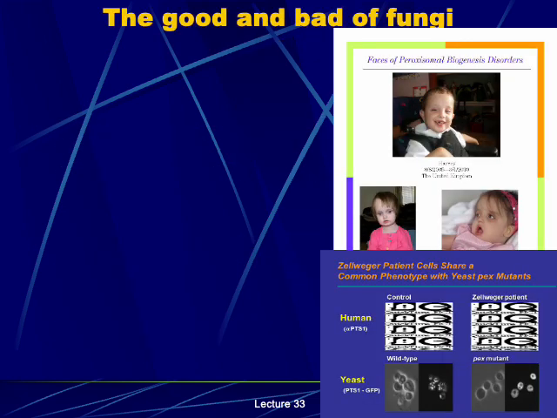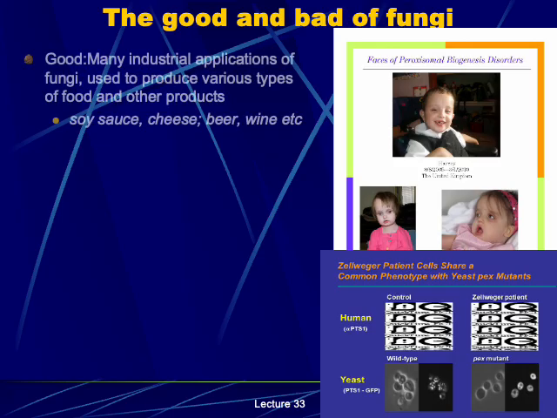So let's talk a little about the good and the bad of fungi. As I've explained before, when we talk about food microbiology, there are many industrial applications of fungi. They're used to make certain kinds of foods, like soy sauce and certain types of cheese, for instance blue cheese. That blue is from a mold that grows in it. And of course, beer and wine both require yeasts. So there's a lot of good there.